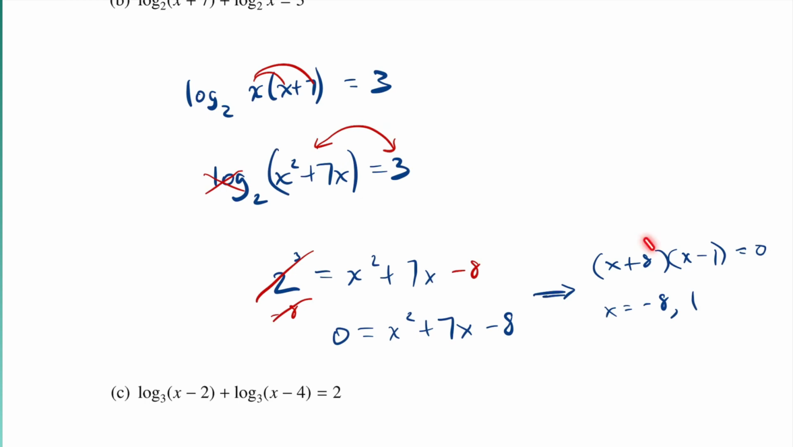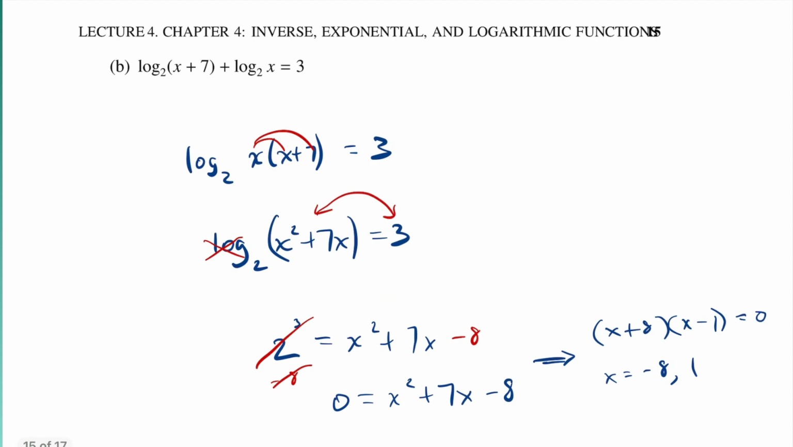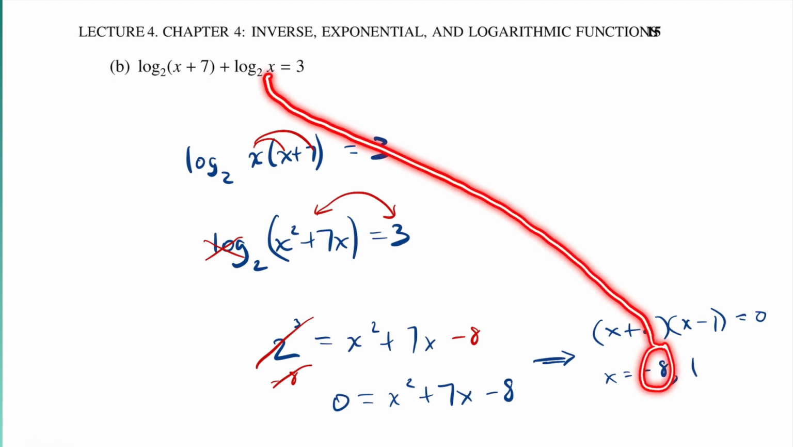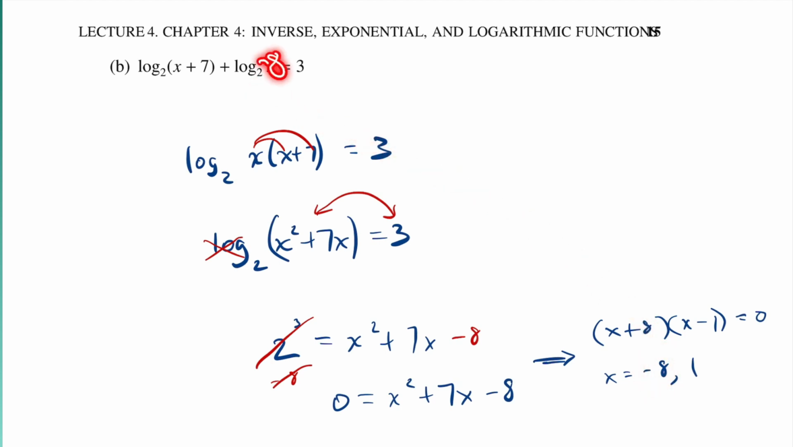However, remember, you can never take the log of a negative number. So if you try to substitute -8 back into the original equation, you're going to have the log of a negative number. That is not possible. So this one is not a true solution. 1, if you plug in 1 here, you get a positive number. If you plug in 1 here, you get also a positive number. So our only solution is x equals 1.